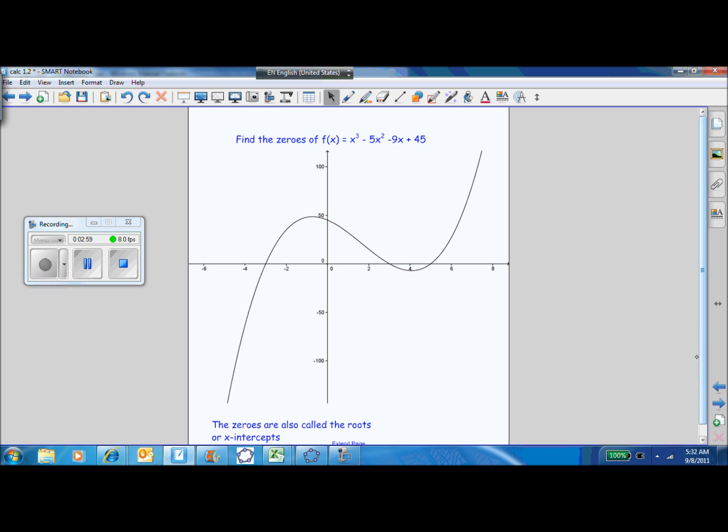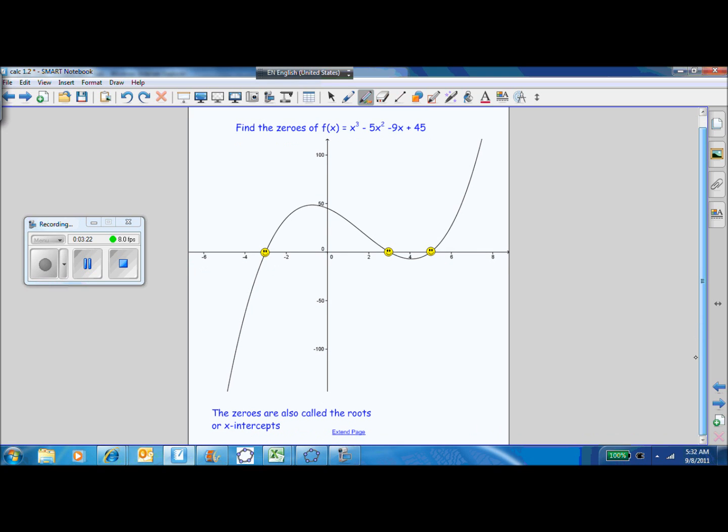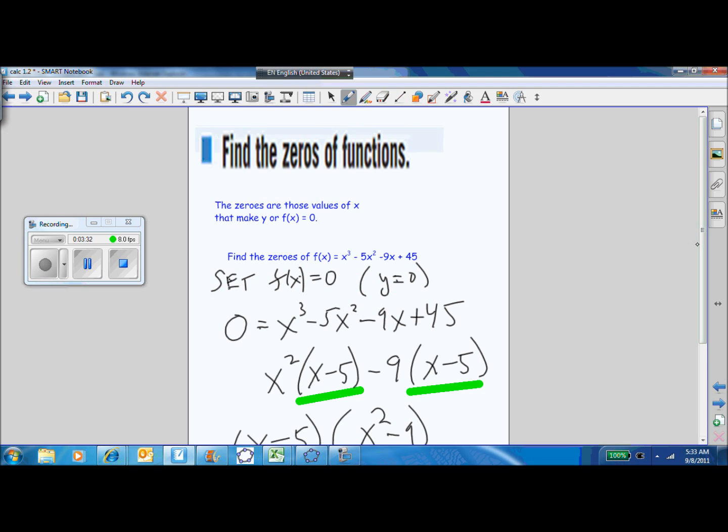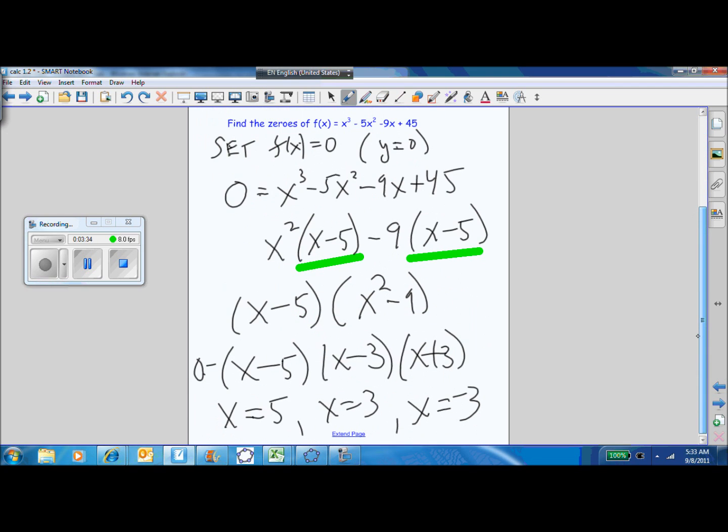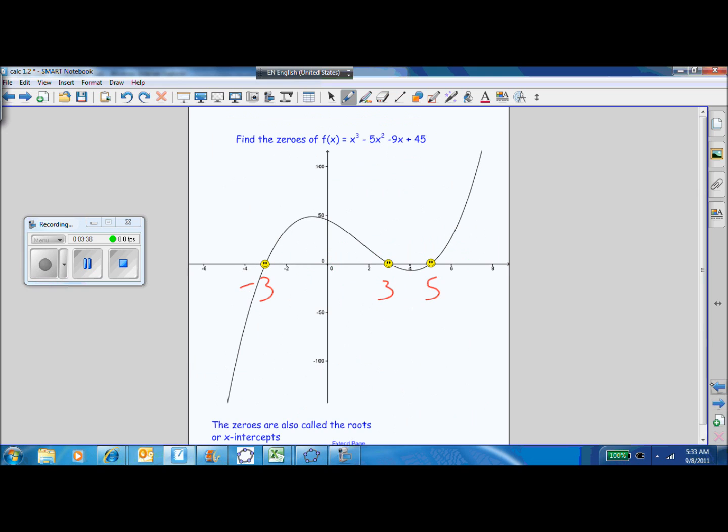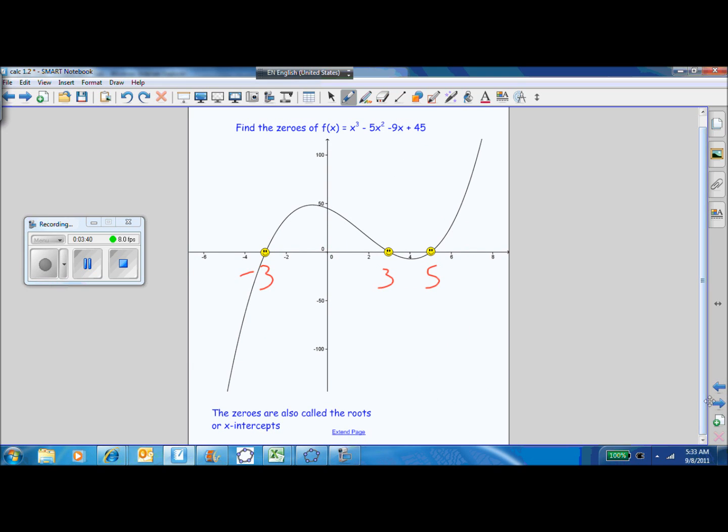Visually, we can see the zeros as where it crosses the x-axis. So, let's see, there's another one there at 3, and there's the other one at -3. So the zeros are also called the x-intercepts. That's what we had on the last page, right? Sure enough. Yeah, 3, -3, and 5. Okay, they're also called roots.